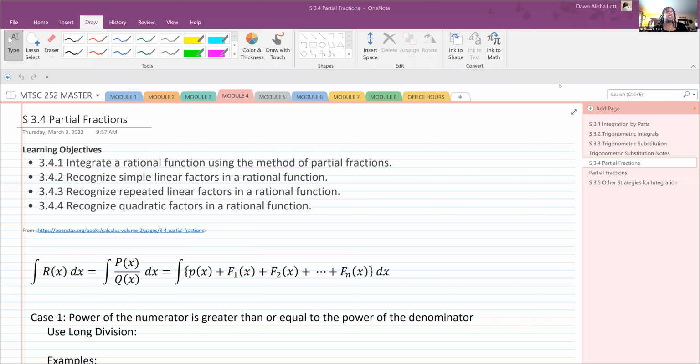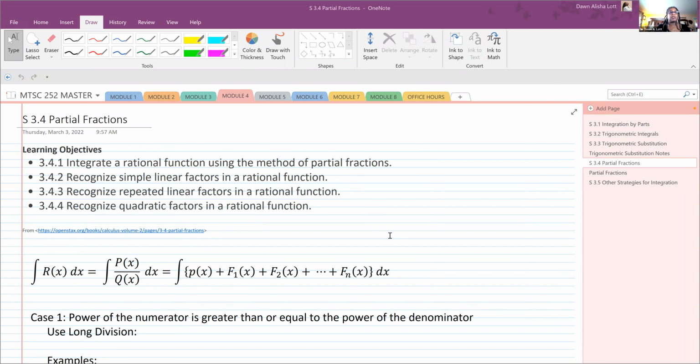Okay, so this section is on partial fractions. What we're going to be able to do is integrate a rational function using the method of partial fractions. And we're going to have some that have simple linear factors, some that have repeated linear factors, and then some that have quadratic factors or irreducible factors.